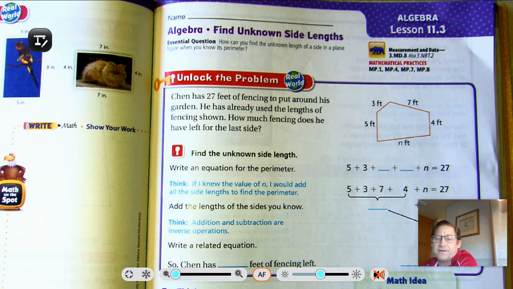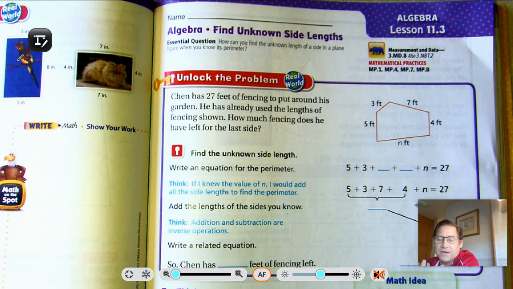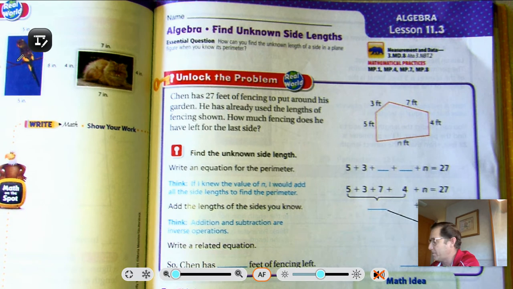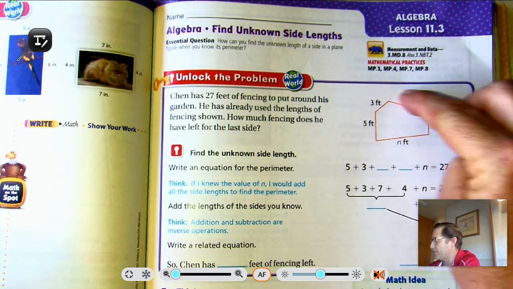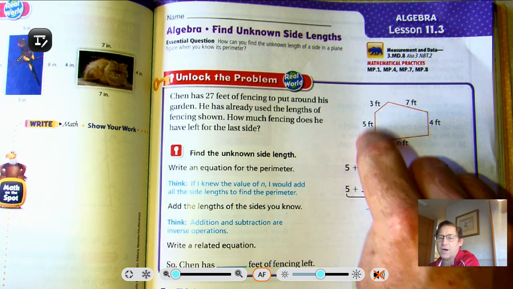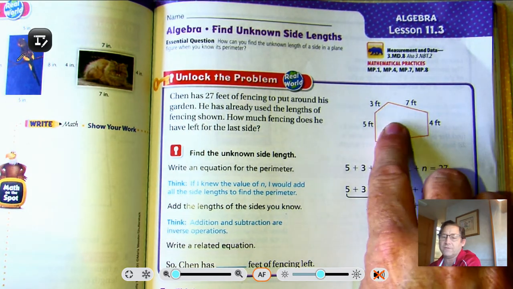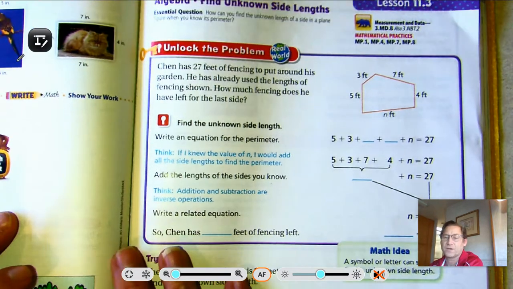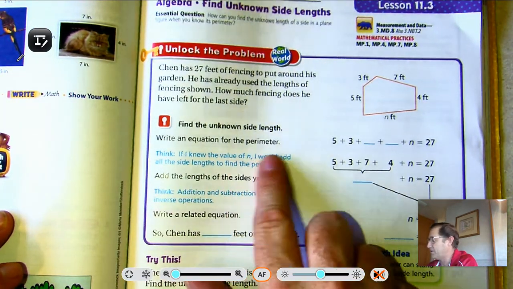Chen has 27 feet of fencing to put around his garden. He has already used the lengths of fencing shown. How much fencing does he have left for the last side? So find the unknown side length. Write an equation for the perimeter. Think, if I knew the value of the unknown side, I would add all the side lengths to find the perimeter. So perimeter means the distance around the outside of a shape or object. Okay, so all the way around. So we're going to add up all the sides. Well, so write an equation for the perimeter.